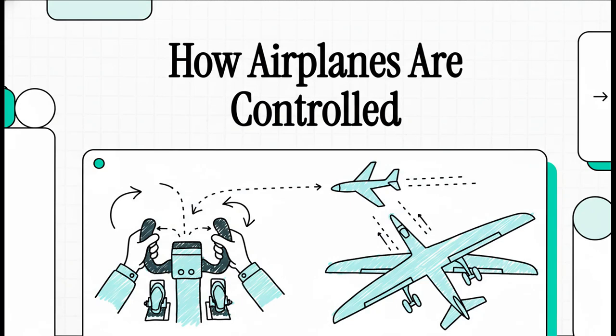Have you ever looked out an airplane window, miles up in the air, and just wondered, how in the world is this thing actually being steered? I mean, there are no roads up here, right? Well, today, that's exactly what we're going to break down. The incredible physics and engineering behind how airplanes are controlled.